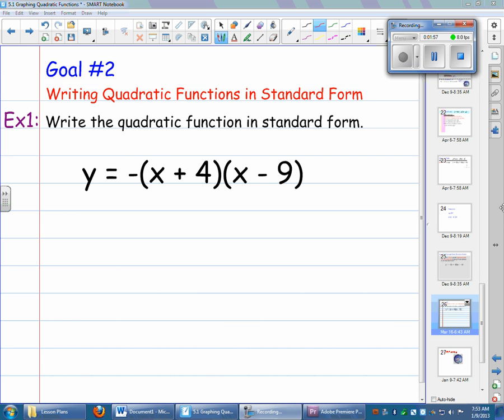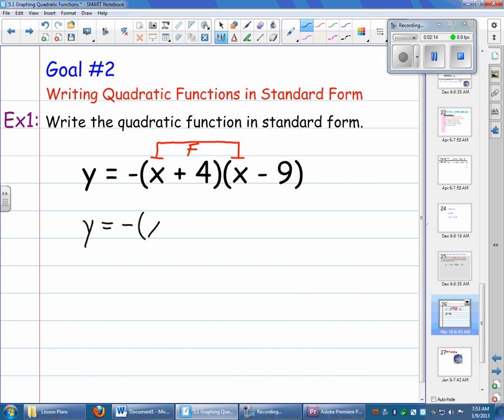To FOIL, if you remember, we take the first thing in each quantity and multiply them together. So there's the F of FOIL. If we take x times x, we will get our x squared. Remember, when you're multiplying variables, you add the exponents or the powers. So this is an x times an x. We add them up: 1 plus 1 is 2, or a power of 2. Multiplying the variables, the powers will change.